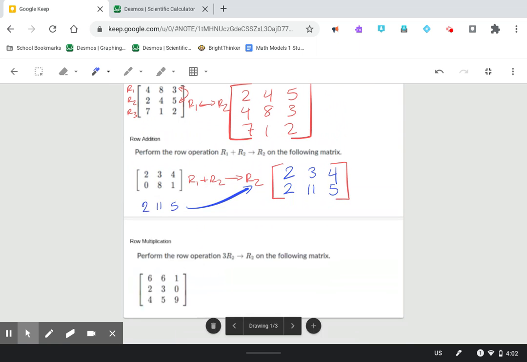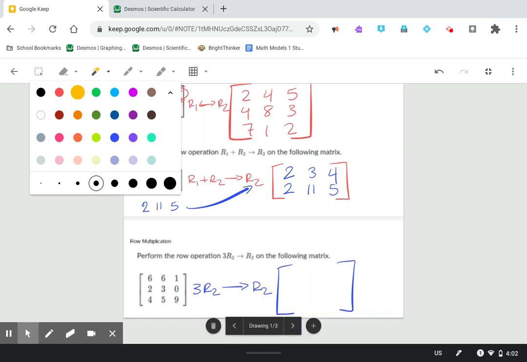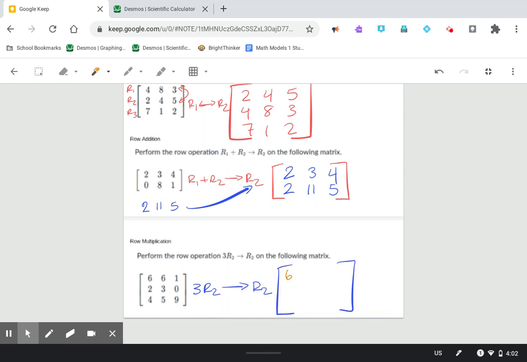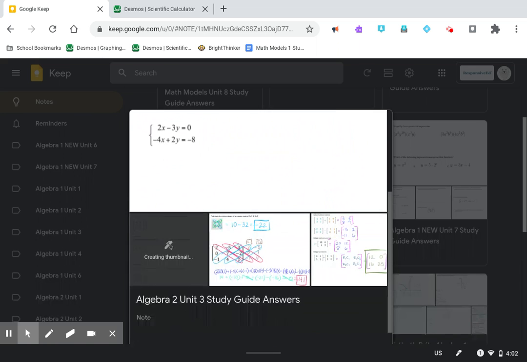And then lastly, row multiplication. They're telling us to take row 2, multiply it times 3, and write it in row 2. So row 1, row 3 are going to remain unchanged. So I'll go ahead and write those down. 6, 6, 1, 4, 5, 9. And then I just need to multiply row 2 by 3. So 3 times 2 is 6. 3 times 3 is 9. 3 times 0 is 0. And that would be the end of that one. All right. That's row operations.